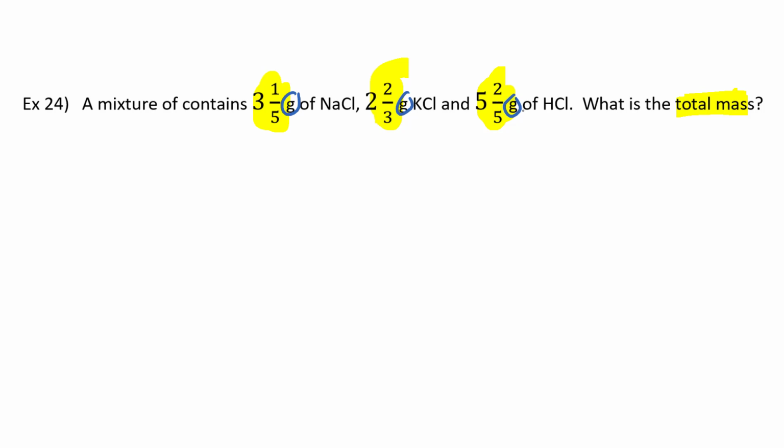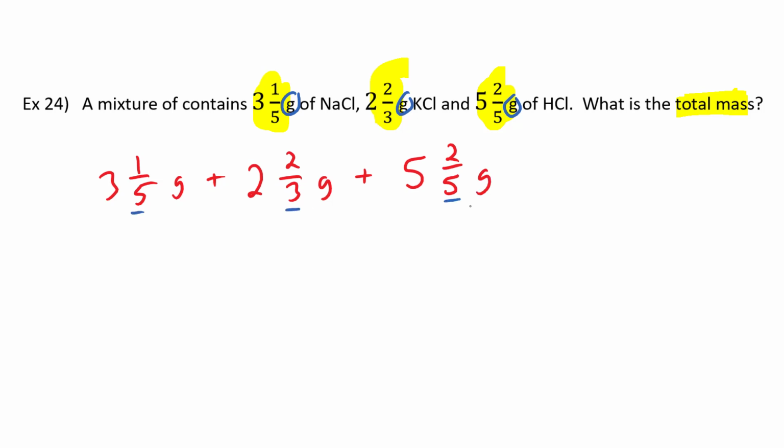So let's write out our mathematical equation. 3 1/5 of a gram plus 2 2/3 of a gram plus 5 2/5 of a gram. You can clearly see we have unlike denominators here. We must find the lowest common denominator. Hopefully you can see it's 15. If not, let's break it up. 3 is a prime number, 5 is a prime number. 3 times 5 is 15. So 15 is going to be our lowest common denominator. Multiply by 3's, multiply by 5's, and multiply by 3's.